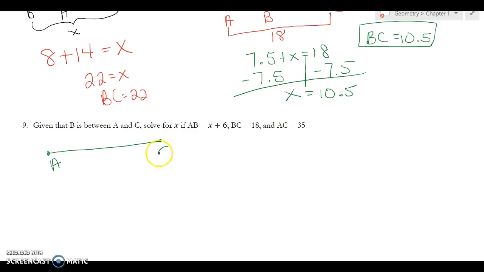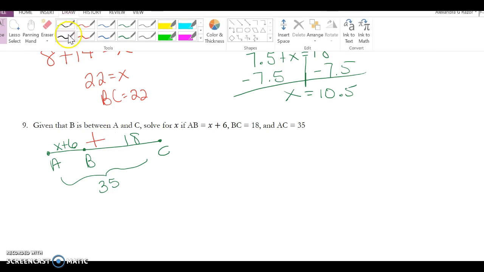A, C, and we're going to throw B somewhere in between. I put my numbers on my picture. It says A to B is x plus 6, B to C is 18, and A to C is 35. Well, remember the rule: one small piece plus the other small piece equals the whole thing.